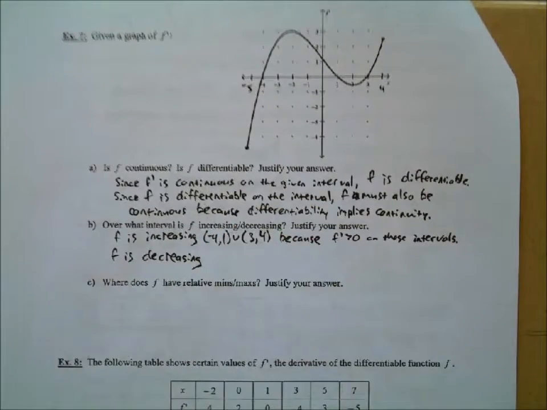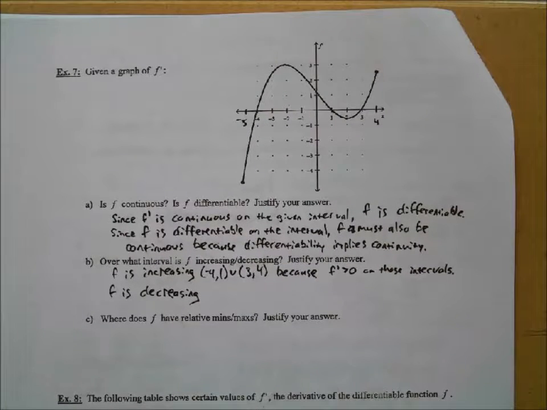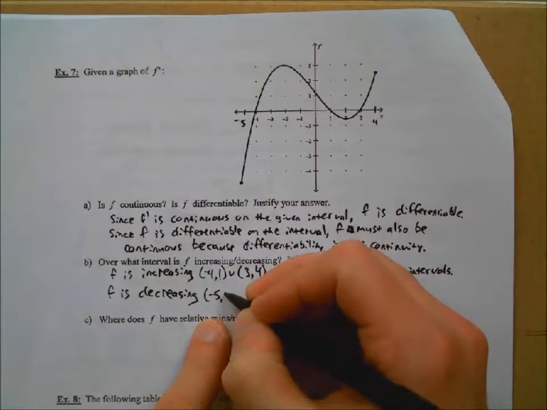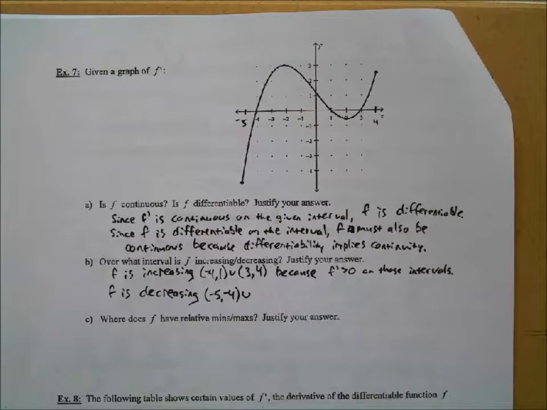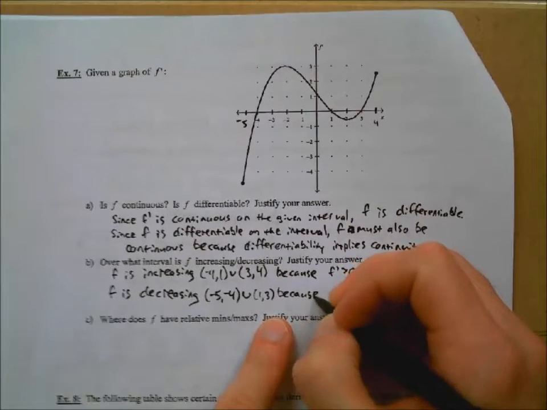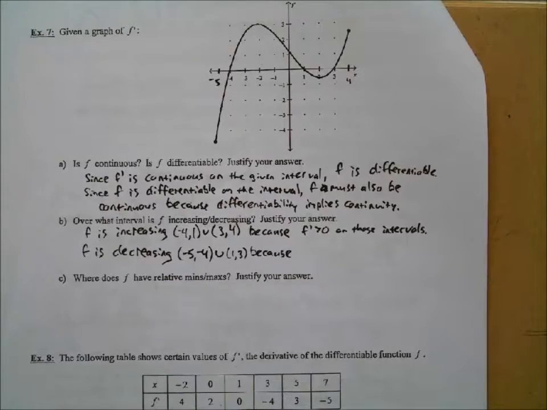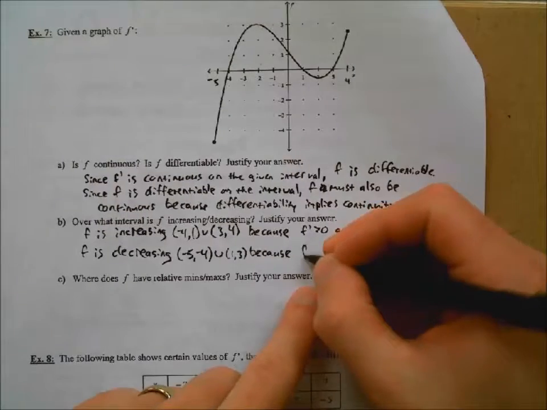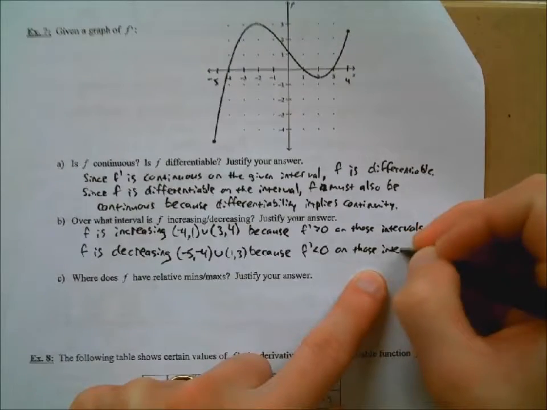F is decreasing. If our function is decreasing, what's true about our first derivative? It will be negative. Where is our first derivative negative here? For what intervals? Negative 5 to negative 4, union, where else? 1 to 3. Because, and what would our justification be? The derivative of f, or f prime, is less than 0 on those intervals.